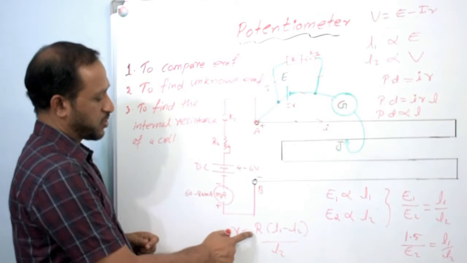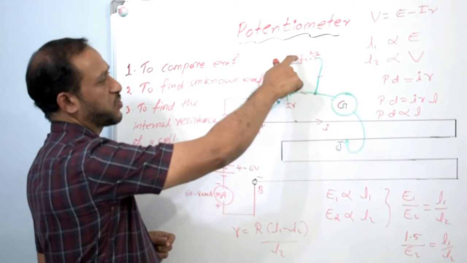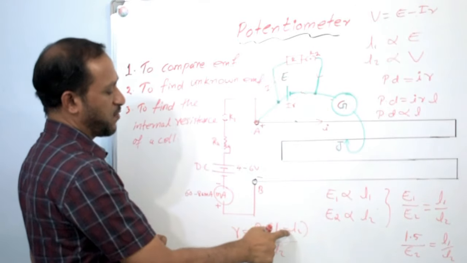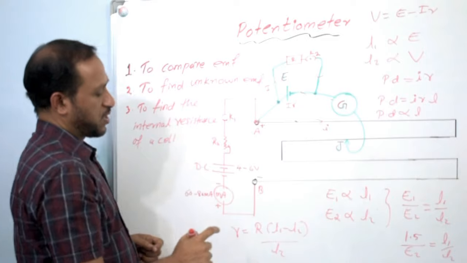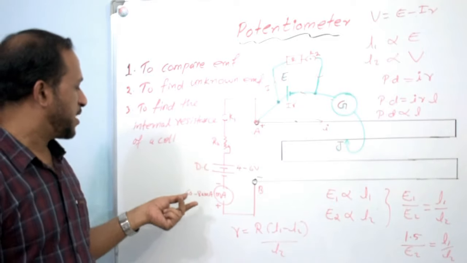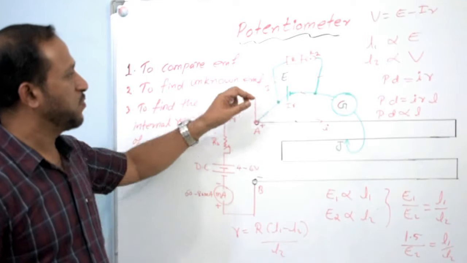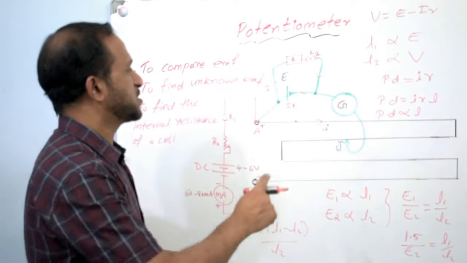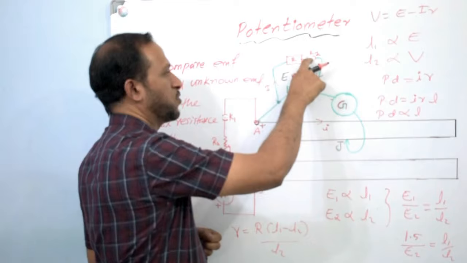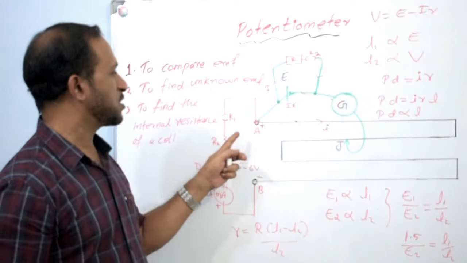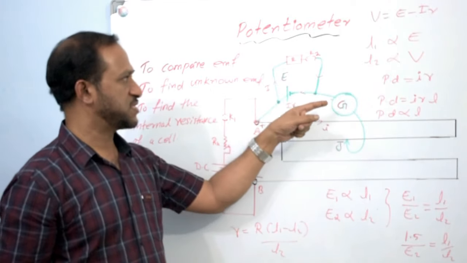The small r is equal to capital R, that is the resistance included in the resistance box, into L1 minus L2 by L2. And we can repeat this experiment by making the ammeter reading 70 milliampere and remove another resistance from here. First, keep the K2 open and find out the balancing length for the EMF of the cell.